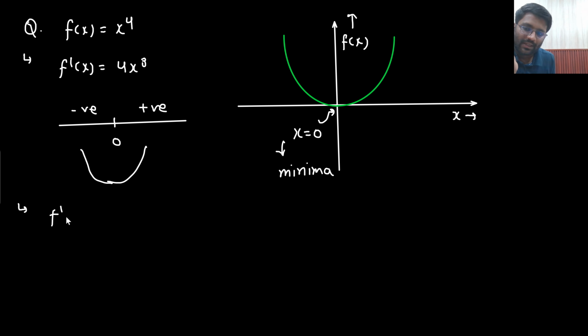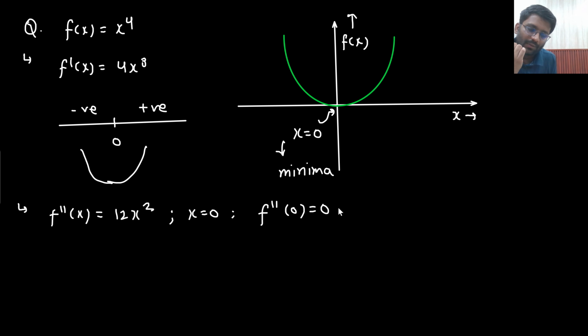Then what will I do? Sir, I will do the double differentiation. What answer am I getting? Sir, I am getting 12x square. If I put x equals 0, what value am I getting? 0 only. What does that mean? No conclusion.